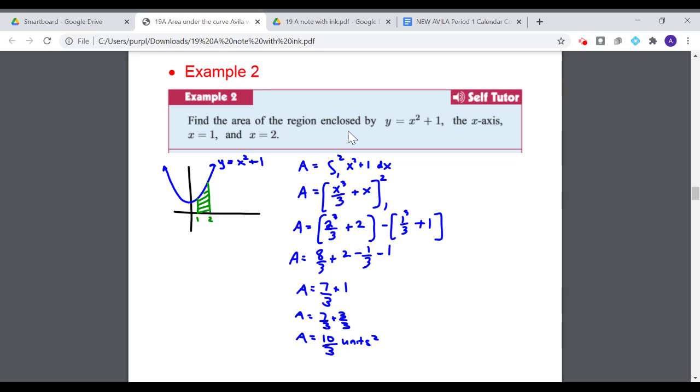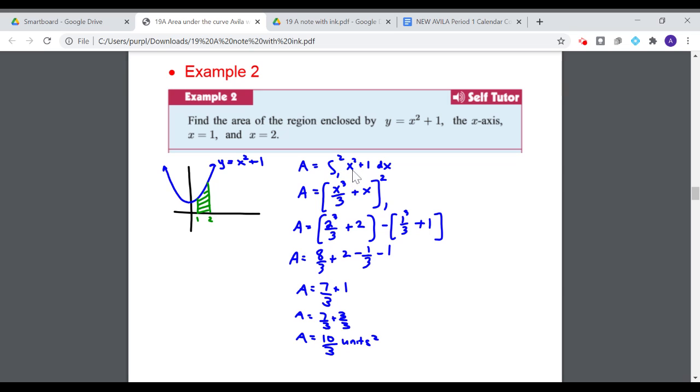If I wanted to find the area of the region enclosed by y equals x squared plus 1, the x-axis, x equals 1 and x equals 2. Well, I've got my curve, y equals x squared plus 1. The x-axis is right here, so the upper part of my area is defined by this curve, and the lower part is defined by the x-axis. And we're finding the parts between when x equals 1, which is this vertical line here, and x equals 2. So I need to take the integral of x squared plus 1 dx between 1 and 2.